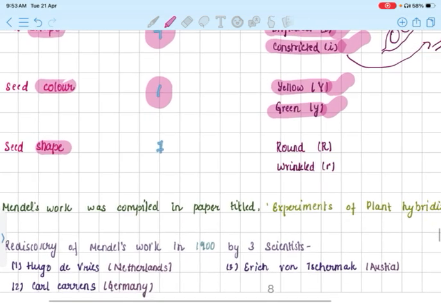And for the seed shape, he saw that the seed is either round or wrinkled, in which round is dominant and wrinkled is recessive. And the gene for this seed shape is present on chromosome number 7.